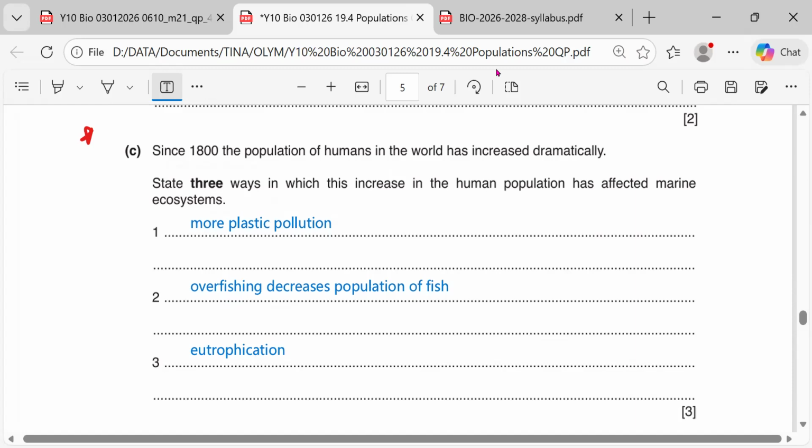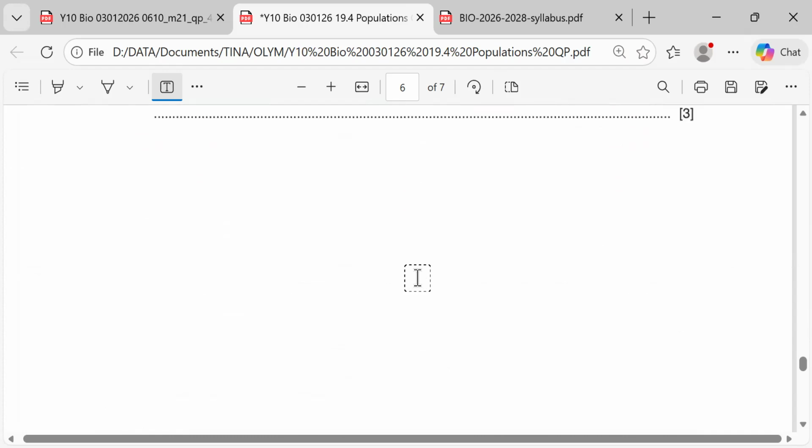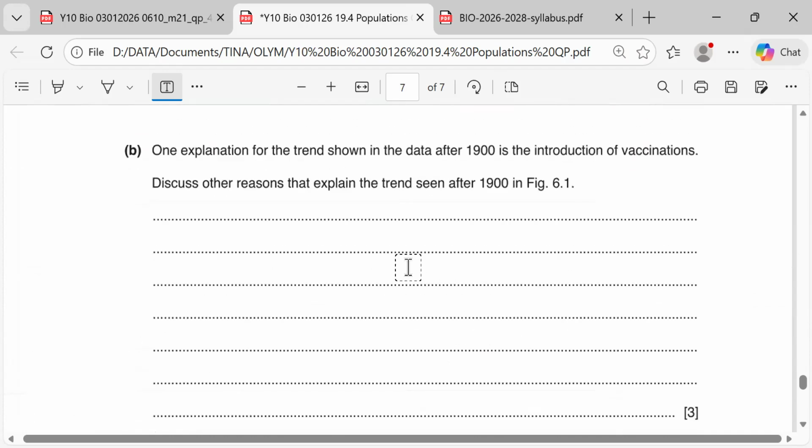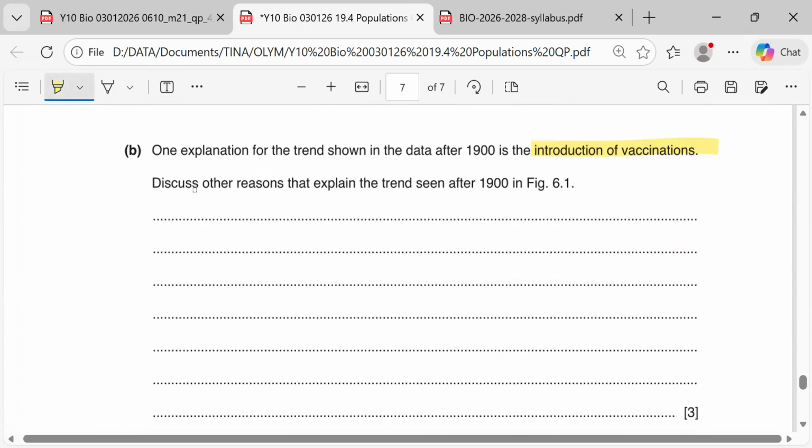Okay, describe the data only. This one is about vaccination. Discuss other reasons, explain the trend.